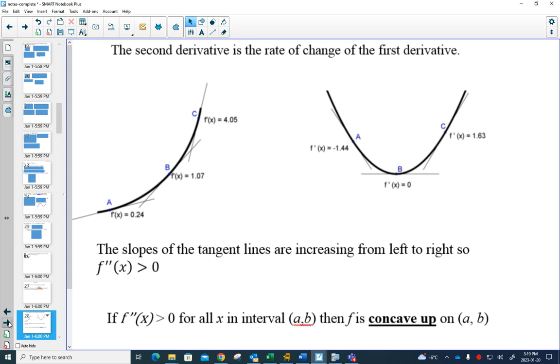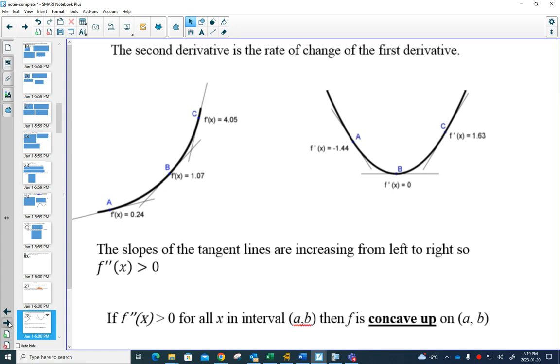So if your second derivative is positive, that would mean, just like we did before with the number line, positive on a derivative means the function above it was increasing. So positive on the second derivative means your first derivative is increasing.